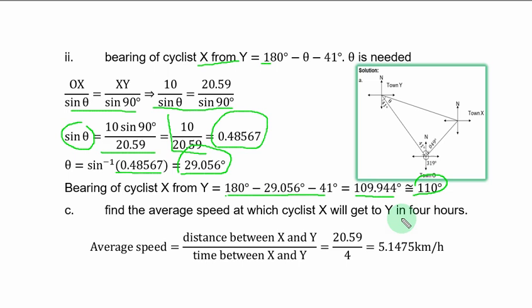C part of the question: find the average speed at which cyclist S will get to Y in 4 hours. So the time that S will get to Y is 4 hours, and the distance between S and Y is 20.59. Average speed is simply distance over time. So you have the distance between S and Y and the time, and that is 20.59 divided by 4, and you have 5.1475 kilometers per hour.